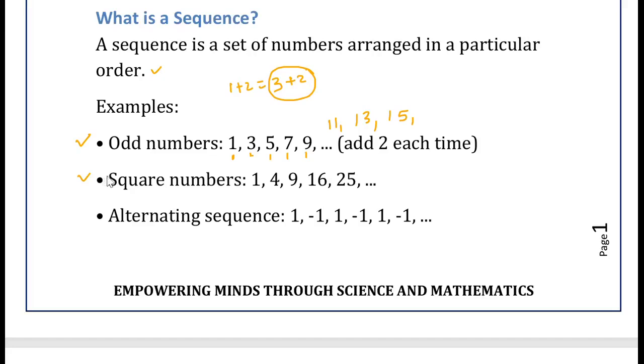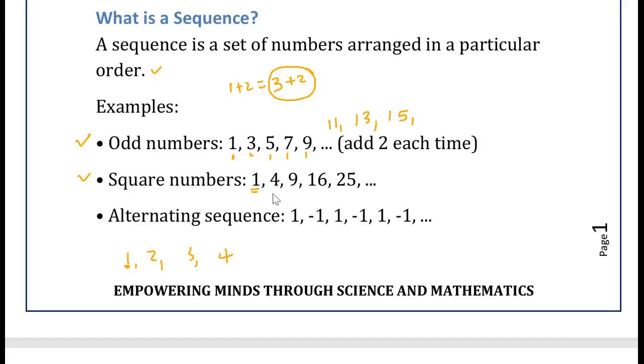The second example is a sequence of square numbers. What is a square number? A square number is a number that is obtained by multiplying a natural number or a whole number by itself. For instance, if these are our whole numbers 1, 2, 3, 4, for me to get the square number of 1, I should say 1 times 1, and that gives me 1 that you see here.